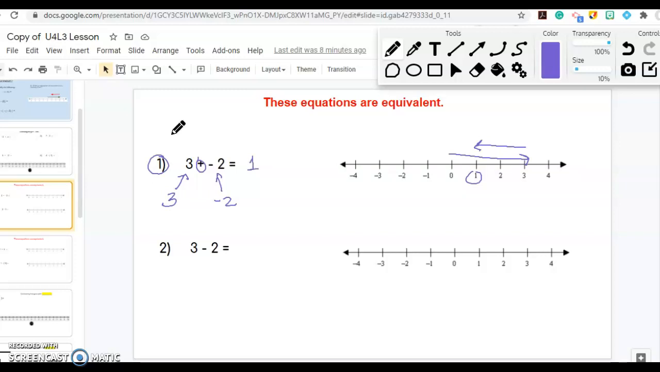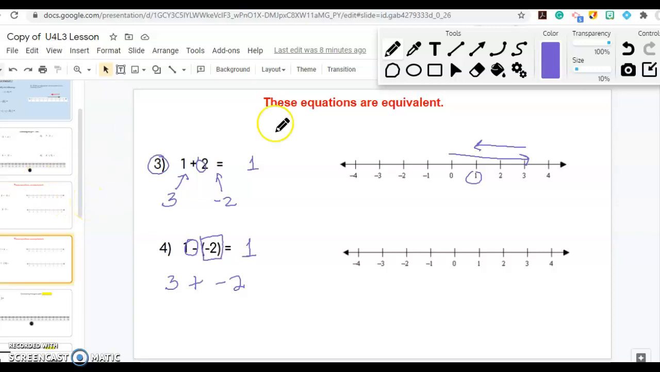Now, if we have 3 minus 2, these two equations are the exact same, because if I rewrite this with a followed by sign, let's see what would happen. I would have a +3 followed by, this whole thing is a -2. And if you look, they are equivalent. 3, 3, plus, plus, -2, -2, and I would get the exact same thing, which is +1.